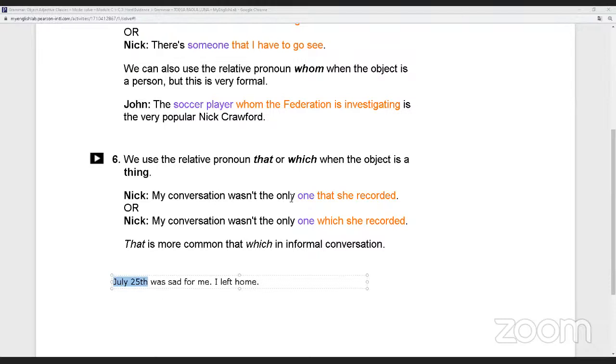Now, because we're talking about time, you have to decide. You're gonna write your relative pronoun, where or when. So could you please do it? And with this, we're going to finish the class, okay?